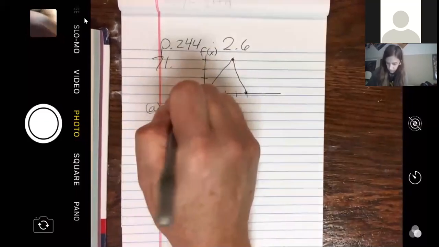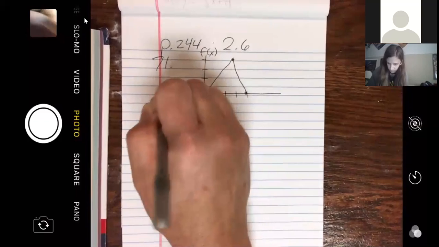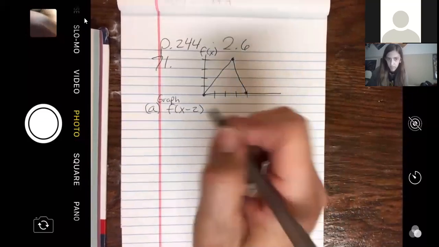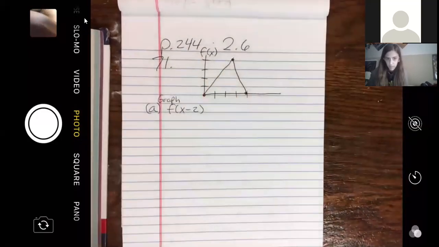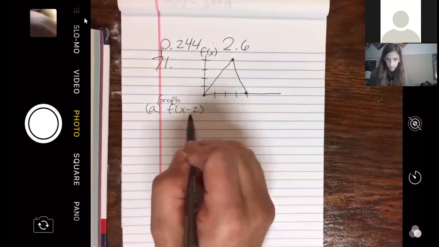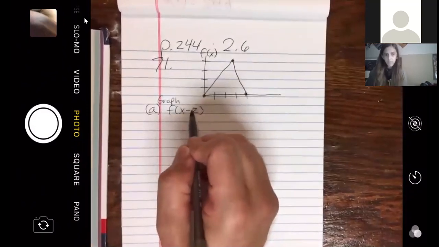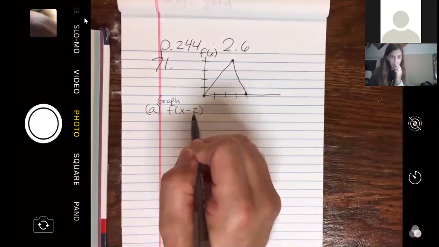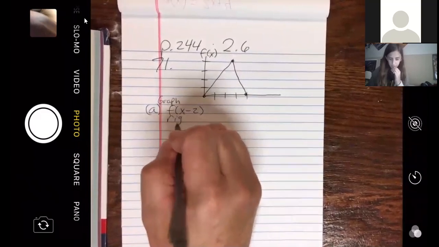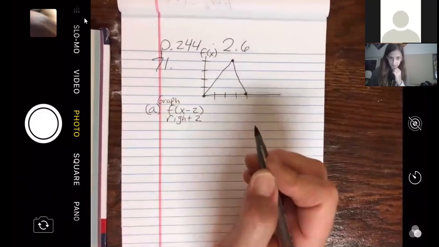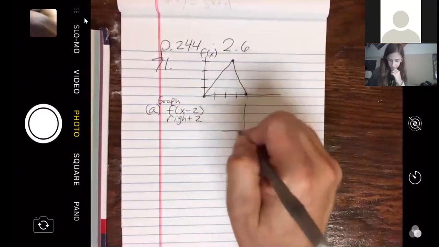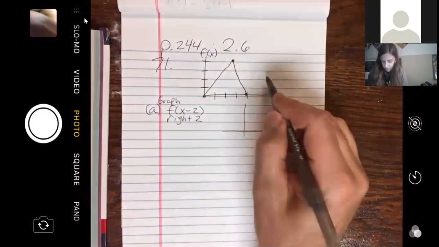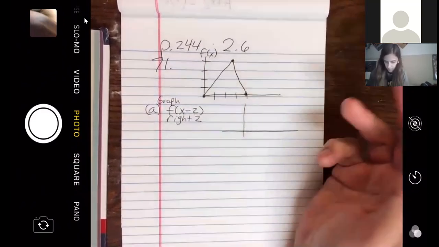So A says f of x minus 2. They want you to graph. This is why they go through these little exercises, trying to get you to recognize what this is doing. Do you remember if this was up, down, left, or right? Right 2. Means right 2. So you do your best attempt. I would just move each of these points right 2 and then just connect the dots.